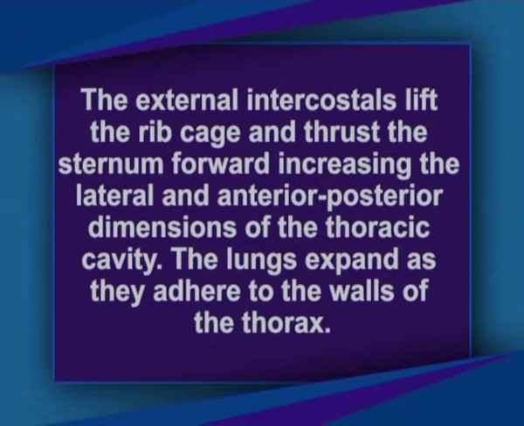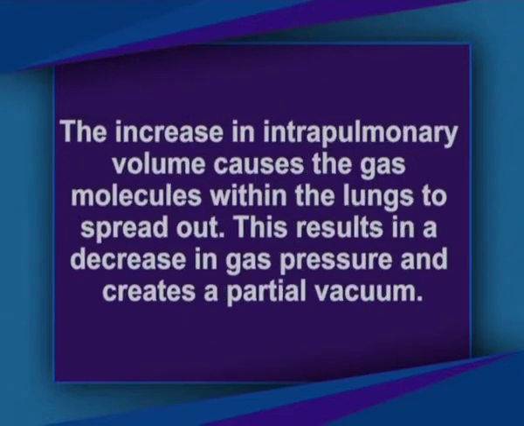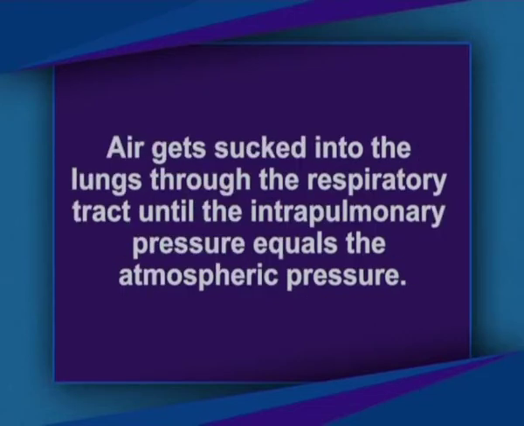The lungs expand as they adhere to the walls of the thorax. The increase in the intrapulmonary volume causes the gas molecules within the lungs to spread out. This results in a decrease in gas pressure and creates a partial vacuum. Air gets sucked into the lungs through the respiratory tract until the intrapulmonary pressure equals the atmospheric pressure.